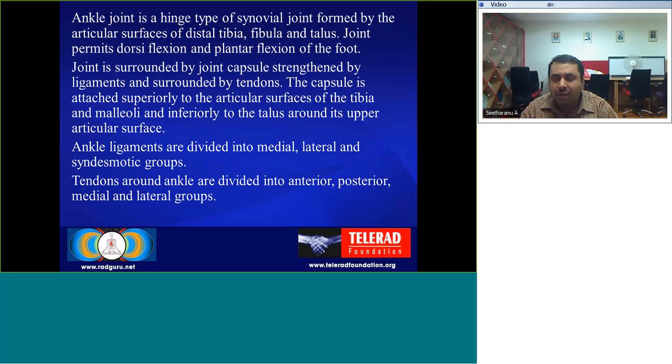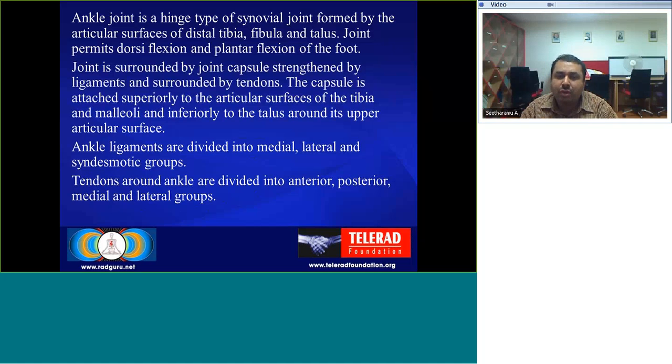A brief anatomy of the ankle joint. The ankle is a synovial joint of the hinge variety formed by the articular surfaces of the distal tibia, fibula, and talus. The articular surfaces of the distal tibia and fibula, along with the ligaments, form a sort of mortise into which the talar dome fits.